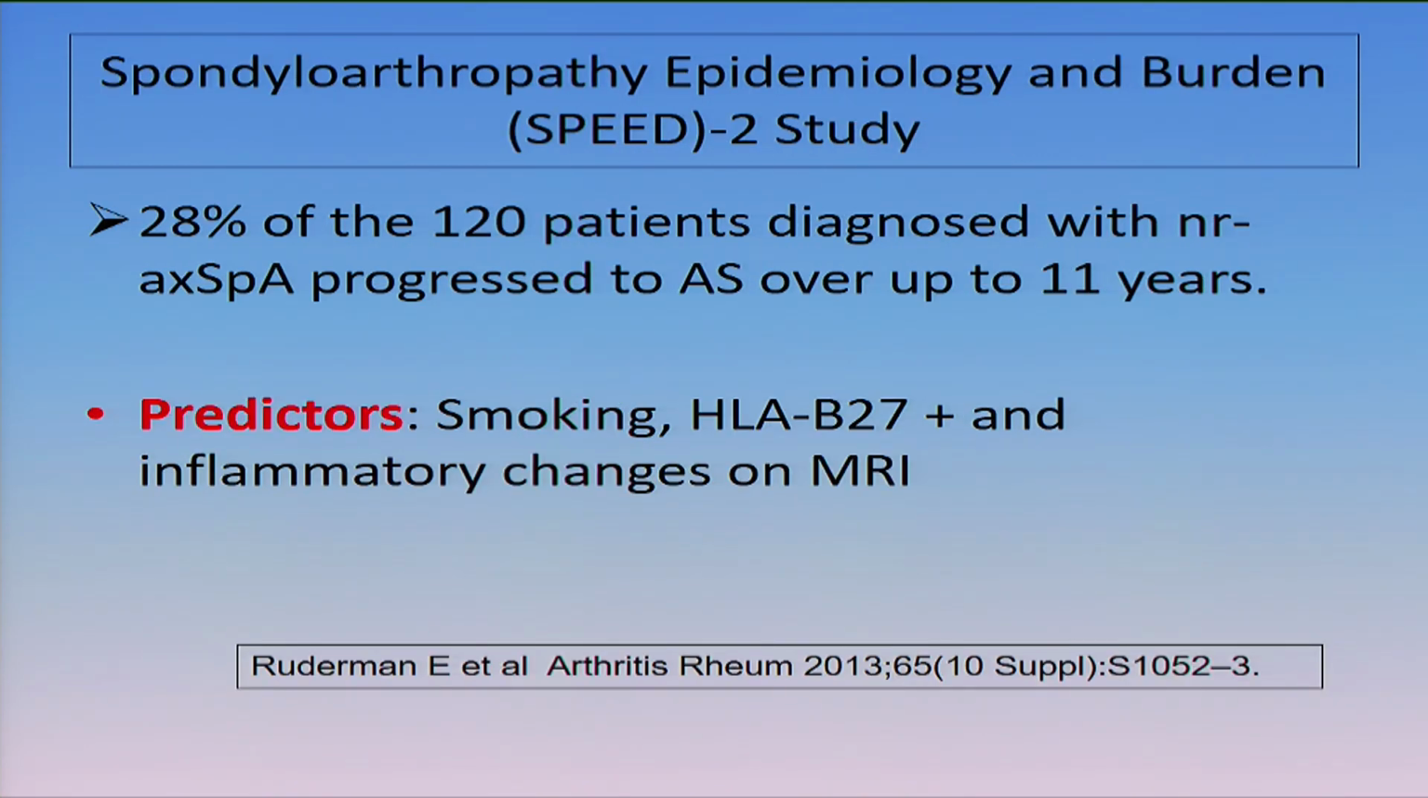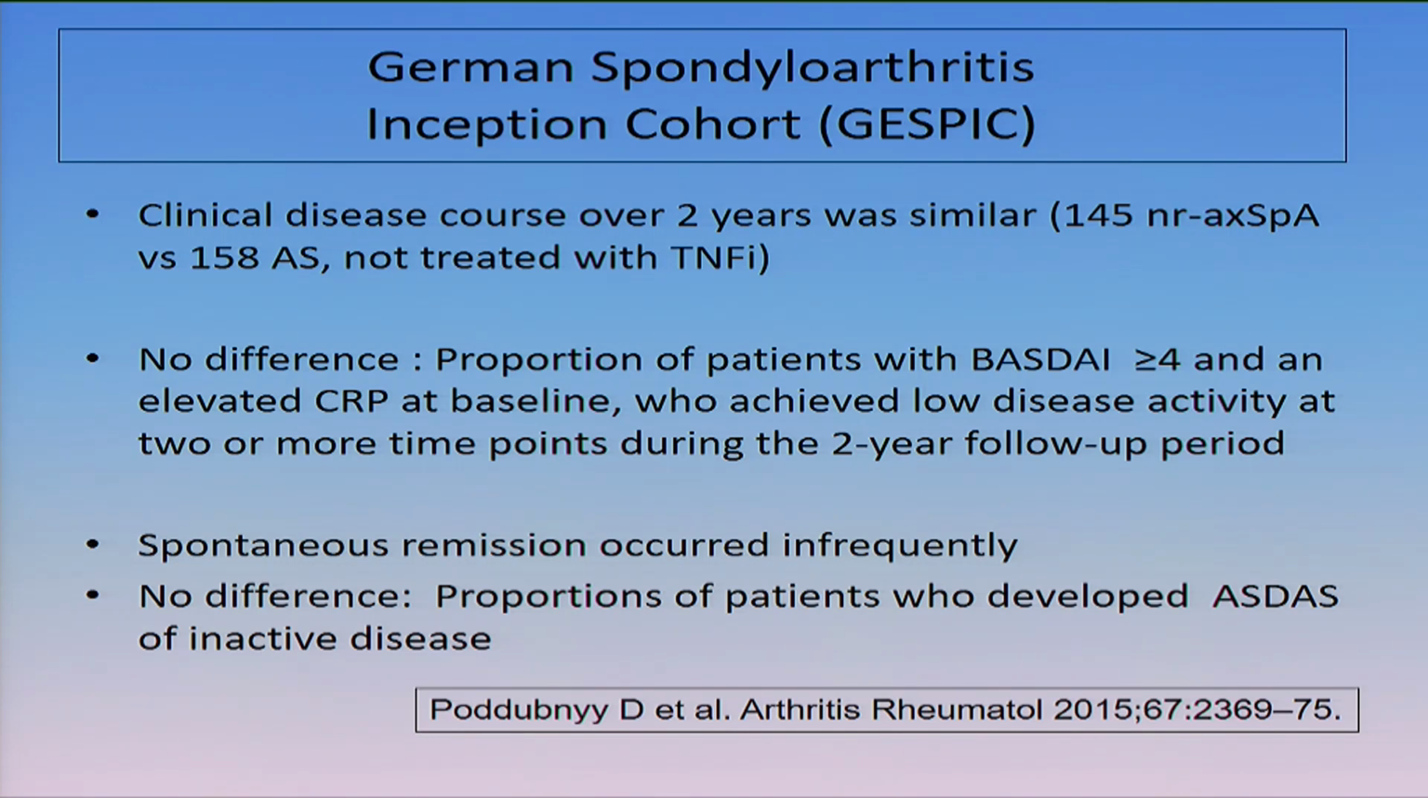Then this study was from the US, and you can see that 28% of the 120 patients diagnosed with non-radiographic SPA progressed. So just about a quarter of the patients progressed to the radiographic stage over 10-plus years. So this is a very, very slow type of progression. Again, you can see the predictors: the inflammatory changes on the MRI. The more inflammatory changes, the more damage is going to be there. Additionally, they found the presence of HLA-B27 and smoking. In this German cohort, you can still see the same signals coming out.